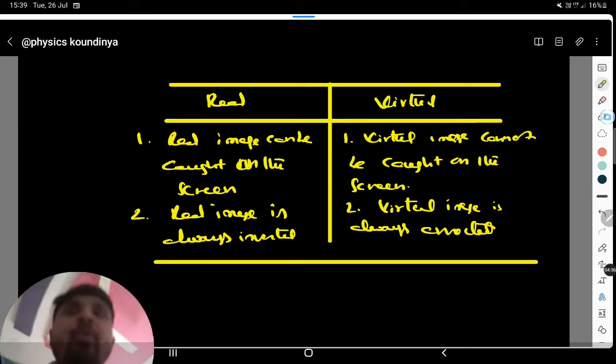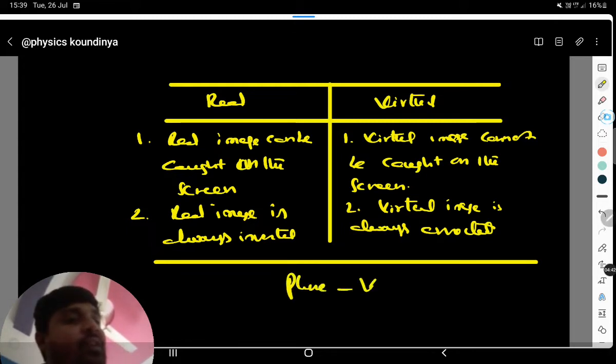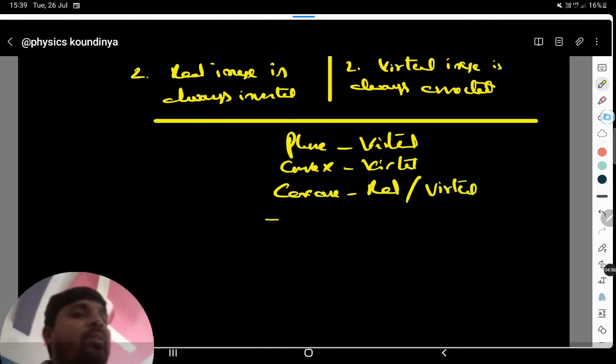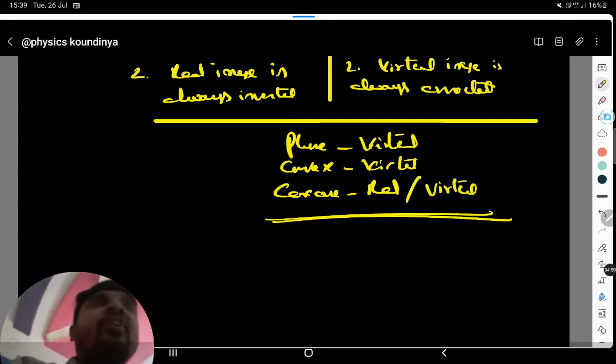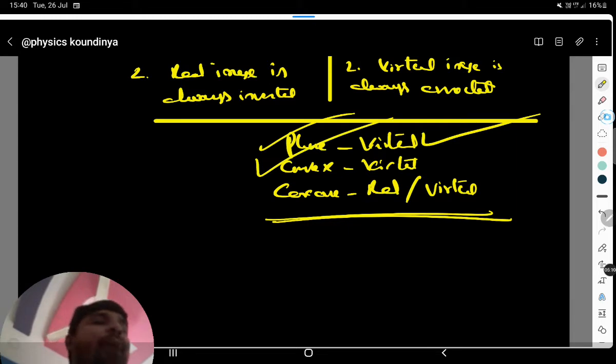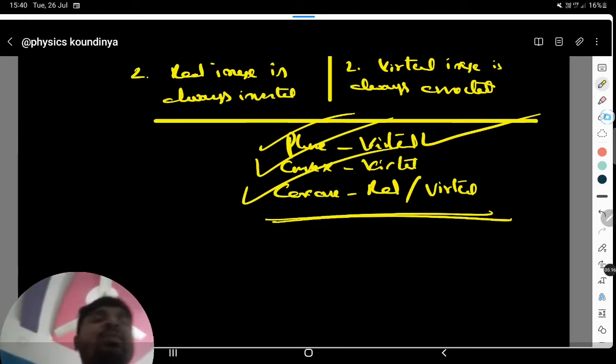A plane mirror will form a virtual image, and a convex mirror can form a virtual image. A concave mirror can form real as well as virtual images. If you are standing in front of the mirror and you are able to see yourself inside the mirror, then that image is what we call a virtual image. So virtual images can be formed by what type of mirrors? Plane mirror and convex mirror. Both are capable of forming virtual images, whereas a concave mirror can form real as well as virtual images.